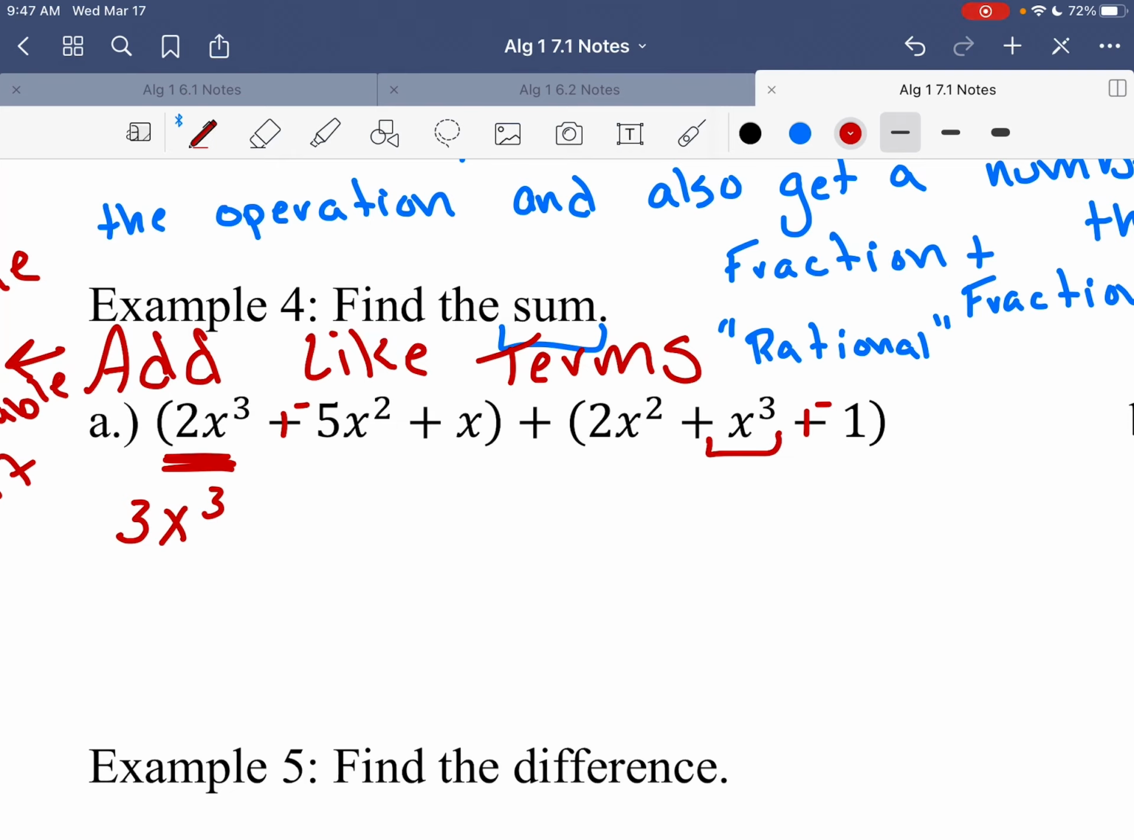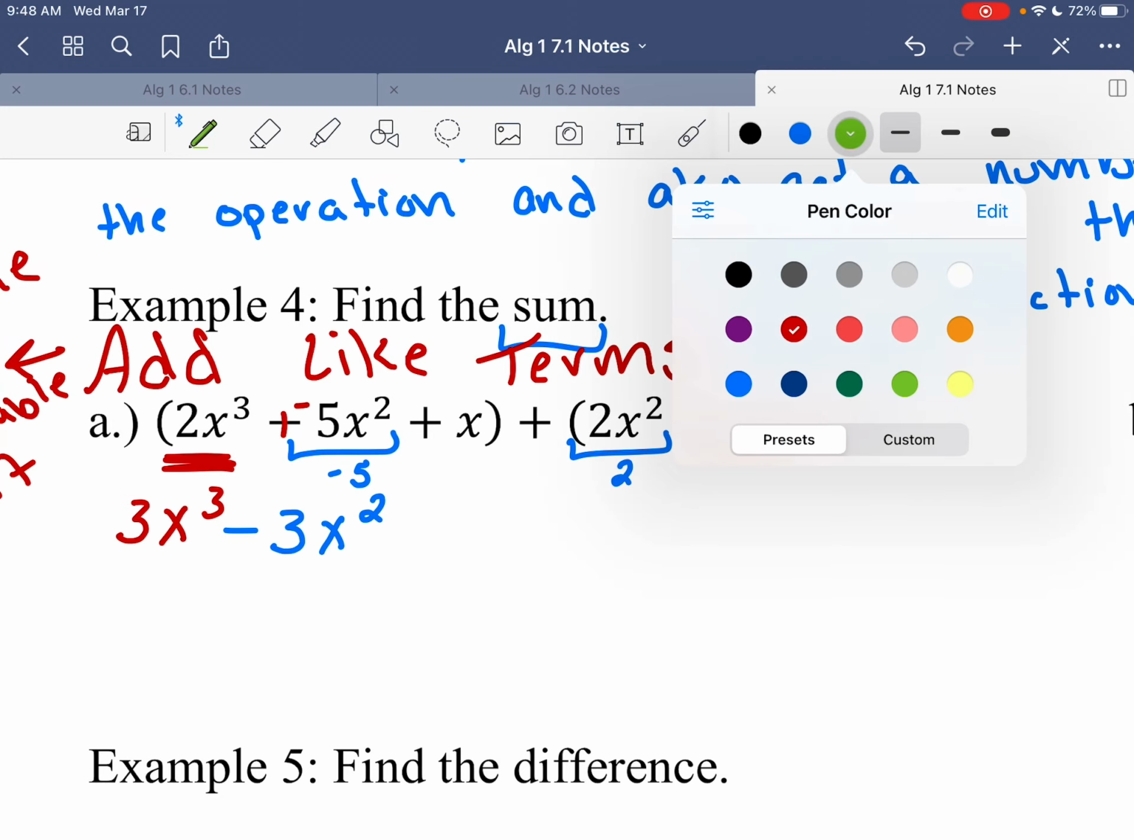And since we want to leave our answer in standard form, I always start by adding the terms that have the highest degree. So x to the third has the highest degree. Next I have negative 5x to the second, and I'm adding a 2x to the second. So I have negative 5 of them here and 2 of them here. Negative 5 plus 2 is negative 3, but these are still x to the seconds. So total I have negative 3x to the seconds.